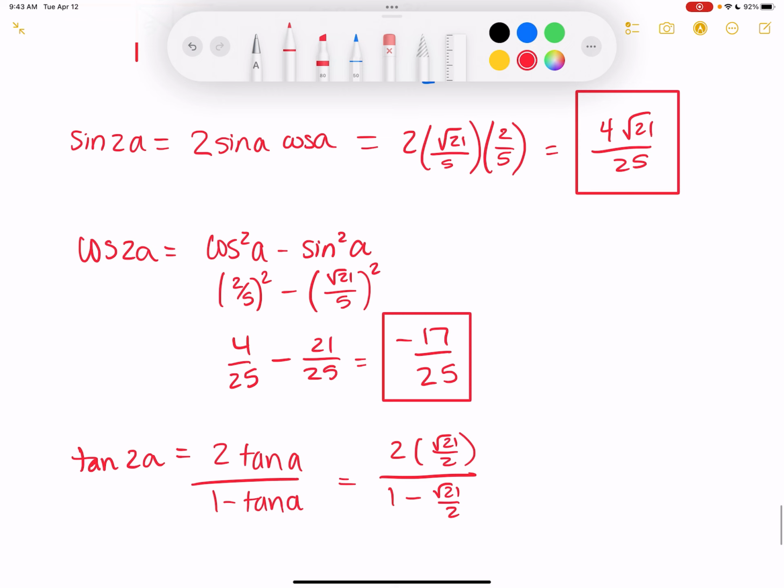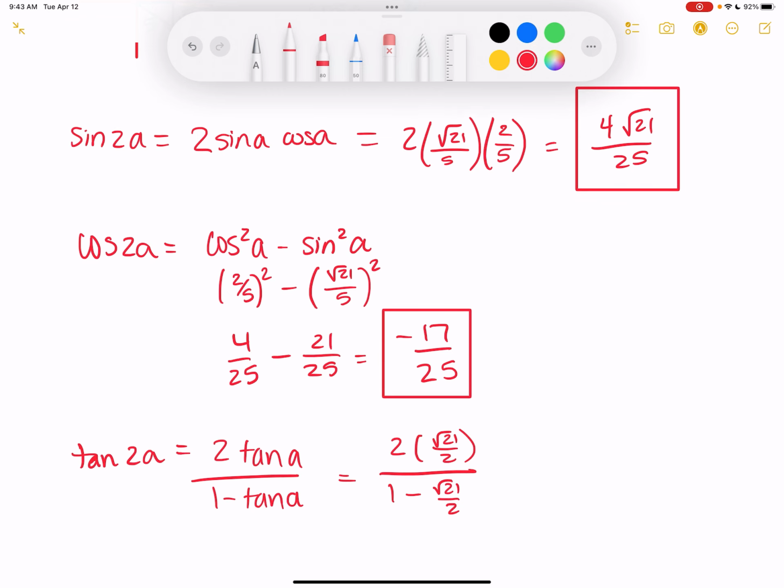Now on top, that works out nicely for me because stuff's going to cancel. All right, the 2's cancel. So that leaves you with the square root of 21 over, I can rewrite the 1 as 2 over 2. So 2 minus square root of 21 over 2.